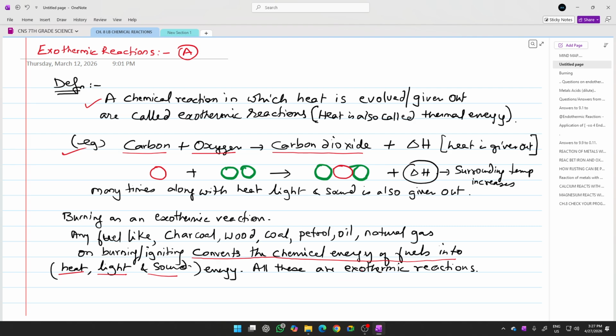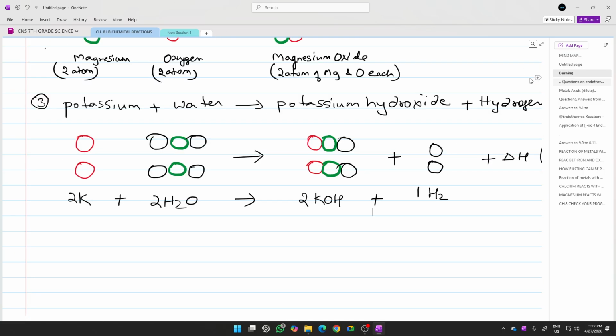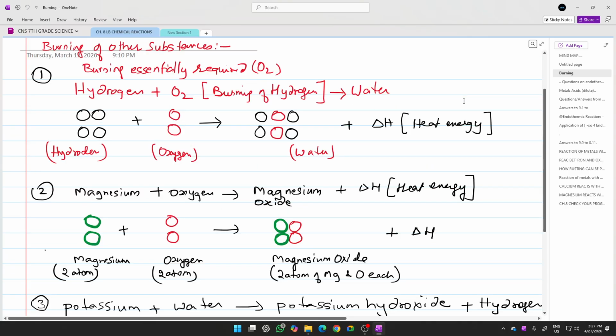Is that clear? Let us see some more examples of burning. Let me take you to the next slide. Here, burning of some other substances is also discussed. Now remember, burning always requires oxygen. This is very simple to understand. Suppose by accident somebody catches fire, suppose during the Diwali festival, a child, while bursting crackers, accidentally catches fire.